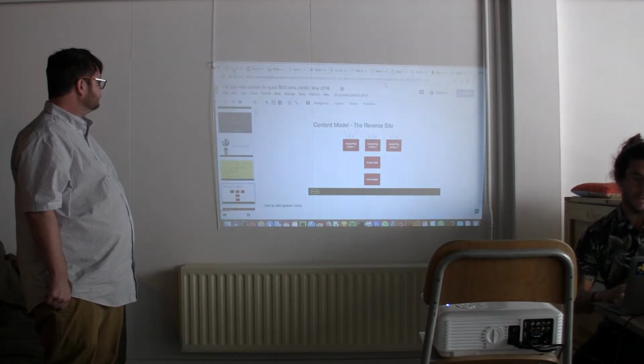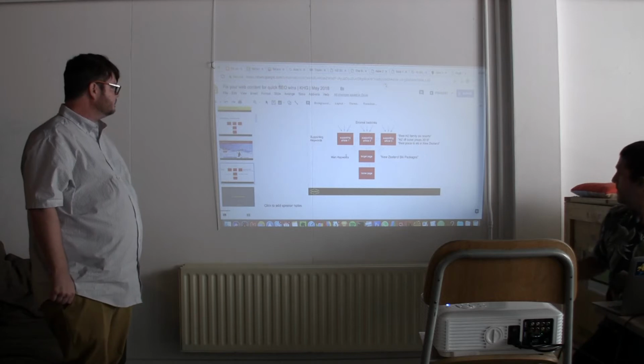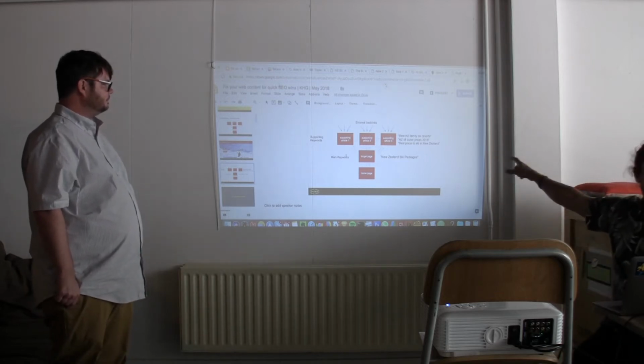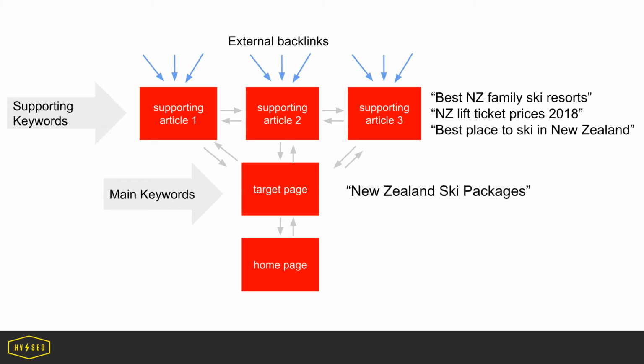So going back to the reverse silo, it's starting to look like this. It's a bit hard to read maybe, but at the top we have these 3 article pages. They're linking to one another and they're linking back into the target page as well.